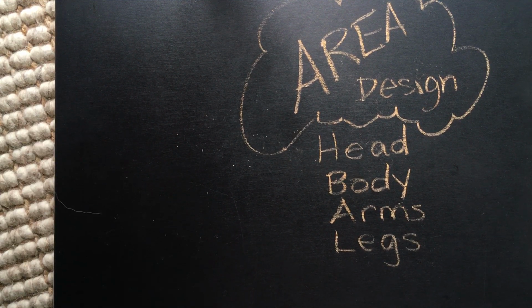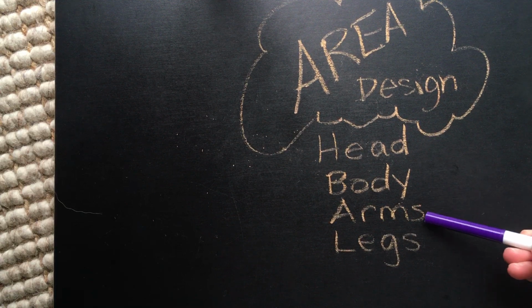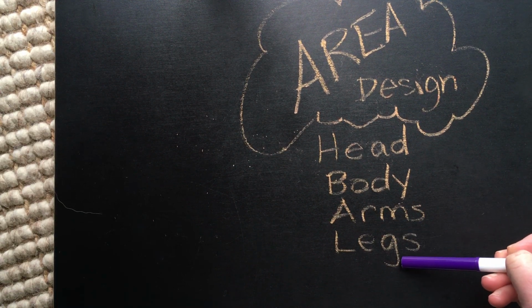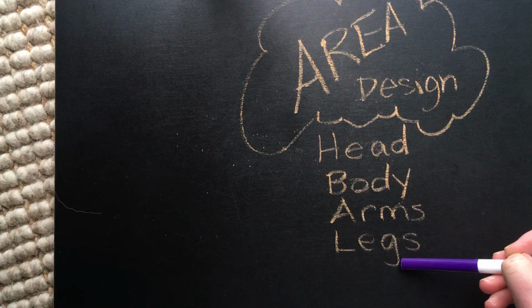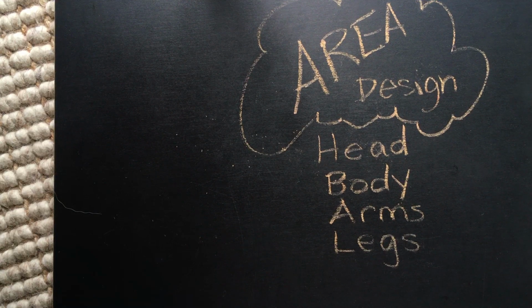So the first thing that you need to know is that for your design project, you need to create a character that has a head, body, arms, and legs. Now you can create optional extras if you'd like to, and I'll show you that too. But you have to at least have these 4 parts, and your character can be anything you would like to design.